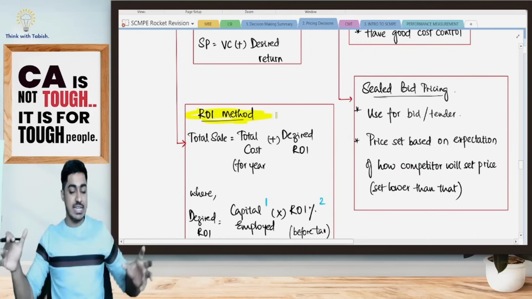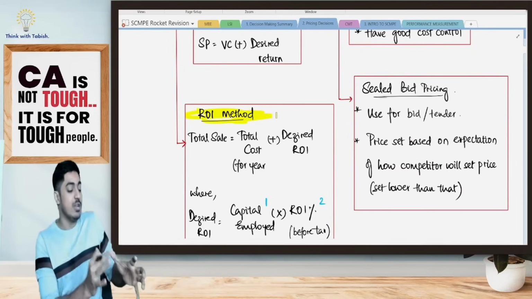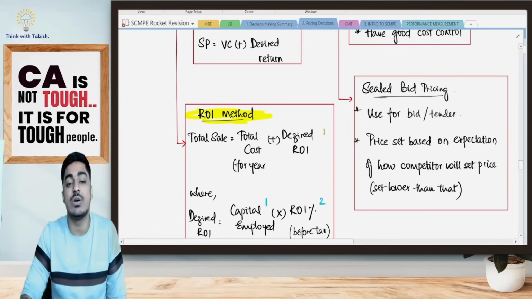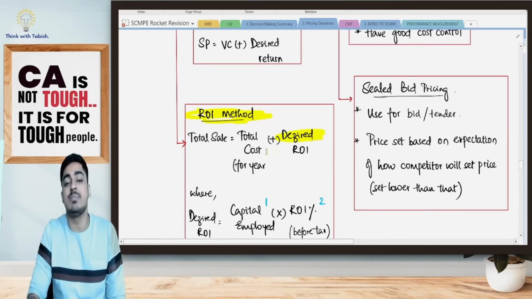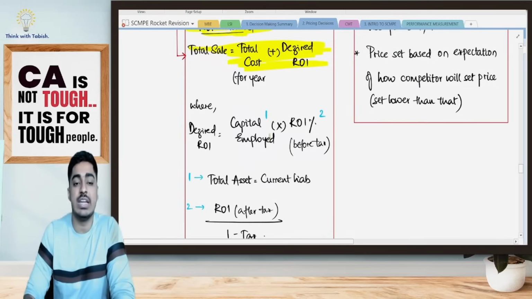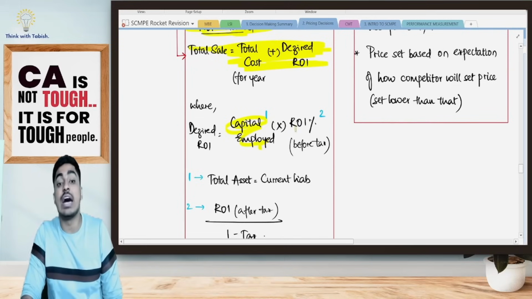In this year, whatever cost I've incurred, I'll recover. However, I've made some investment, so for that, for a year, I want my desired return on the investment. So what is my total sale? It is my total cost for the year plus my desired ROI. Now, how do I get my desired ROI? It is my capital employed, the total capital we put into the business, into my ROI percentage.